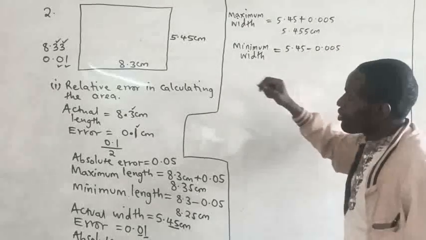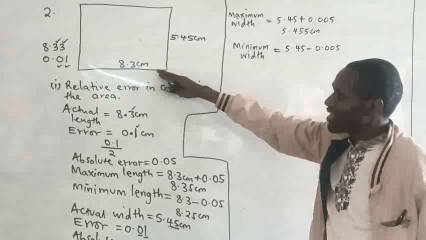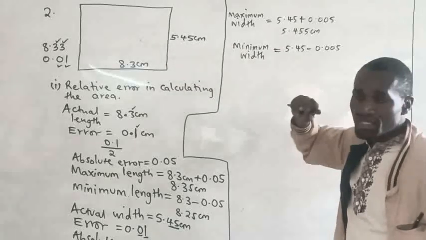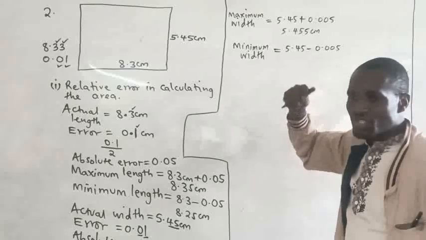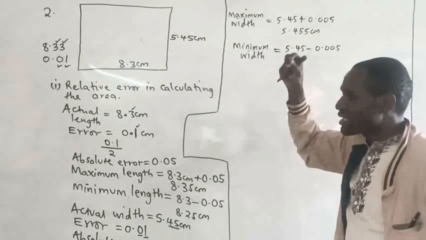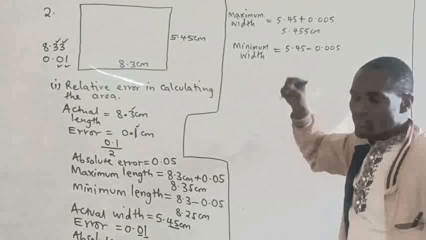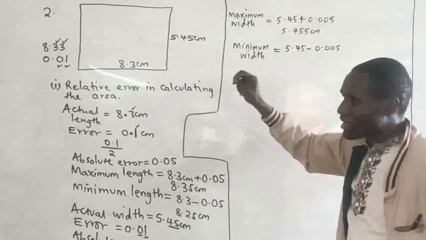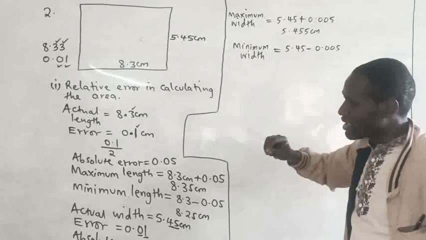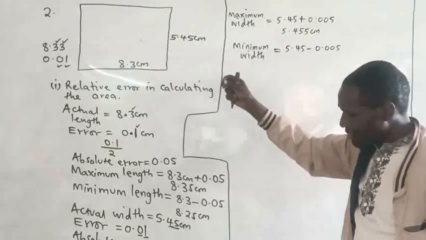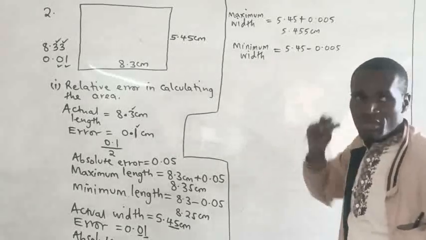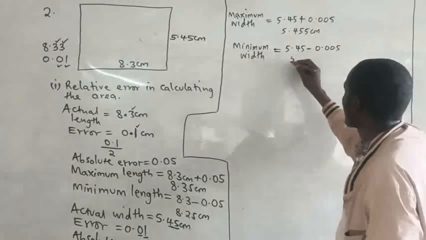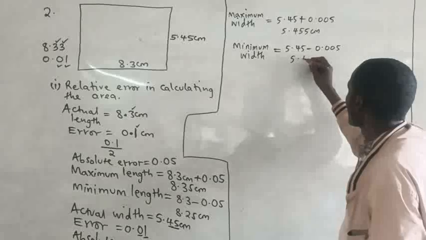Once you have those actual lengths, first get the errors that can be made to a particular number of decimal places. Number 2, calculate the corresponding absolute errors. From those absolute errors and those actual lengths, you can get the exact maximum length, the exact minimum length, the exact maximum width, and the exact minimum width. From there, you can proceed. Now, this gives us 5.445.